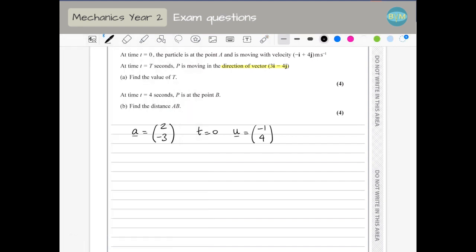I know the acceleration is constant, so I can use the SUVAT equation written as vectors, and I know the initial velocity. So the final velocity after t seconds is going to be the initial velocity plus the acceleration times the t. Final velocity is what I need because it's the one that is going to be parallel to this vector. Initial velocity is minus 1, 4. Acceleration is 2, minus 3. And t is what they call capital letter T. So this velocity is minus 1 plus 2t, just adding the vectors, and 4 minus 3t.